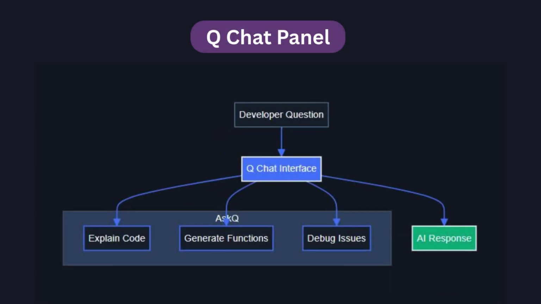Now let's explore the Q chat panel. The chat panel allows you to interact with the AI using natural language. You can ask it to explain code, generate functions, debug issues, or suggest improvements. You can also highlight code and ask Q to refactor or document it.